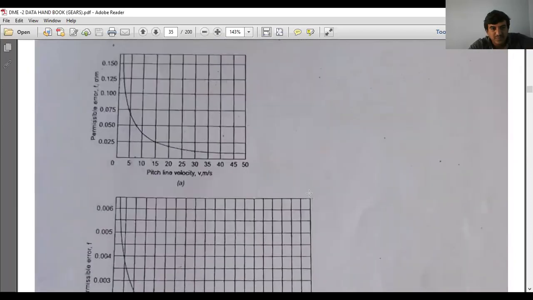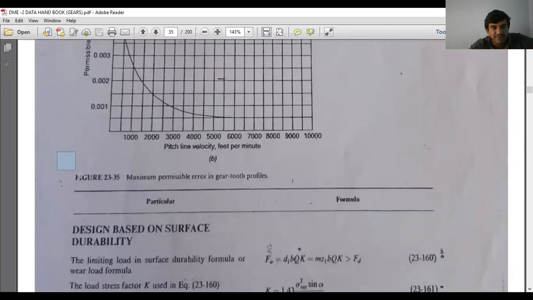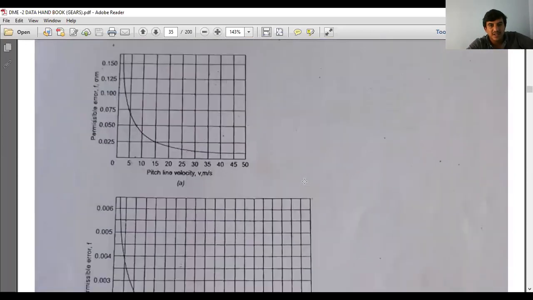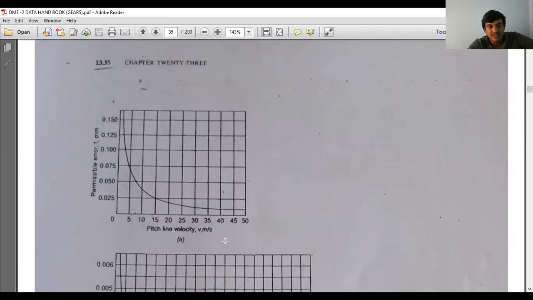Now see figure number 23.35, the maximum possible error in the gear tooth profile. In that, select figure A. It depends again on the mean pitch line velocity. If the mean pitch line velocity is, for example, 10 meters per second, draw a vertical line that touches the curve, then draw a horizontal line, then take that value. This is the way you have to take the error in action. You can refer to any one figure.